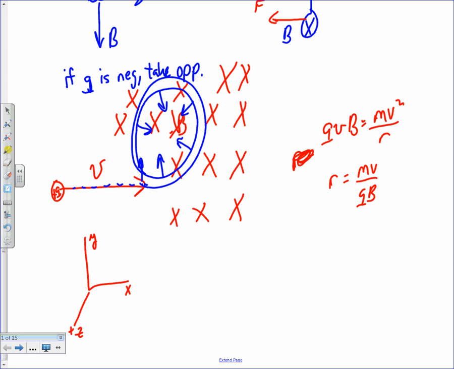Because that force will always be in this direction. You could go through and do the right-hand rule in all those different situations. It's always a centripetal force. It's always a center-seeking force. That's what centripetal means, right? Centripetal means center-seeking.